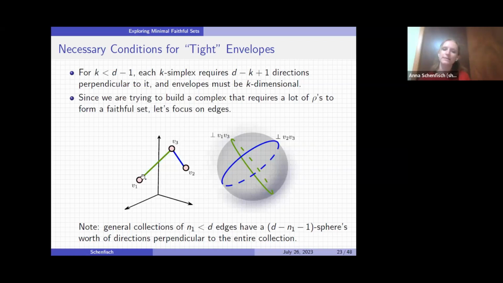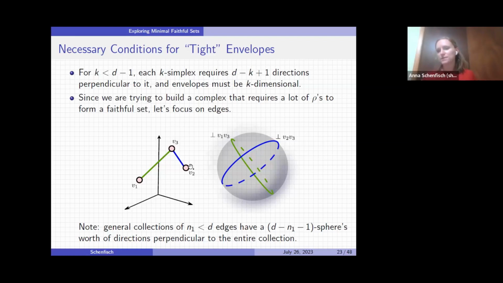So suppose we just take this single green edge. So we have one edge, so we have 3 minus 1 minus 1. We should have a 1-sphere of directions perpendicular to it. And we do, right? That's that green circle, that green S1. Same thing for the blue edge, right?